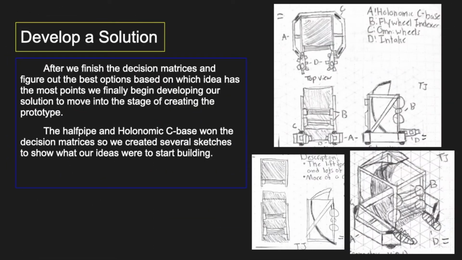After we finish the decision matrices and figure out the best option based on which idea has the most points, we finally begin developing our solution and move to the stage of creating a prototype. The half pipe and hollow mount C-base won the decision matrices for us, so we created several sketches to show what our ideas were to start building.